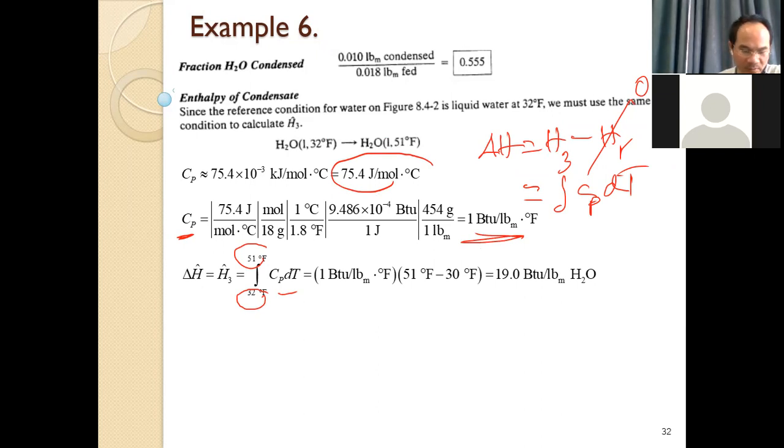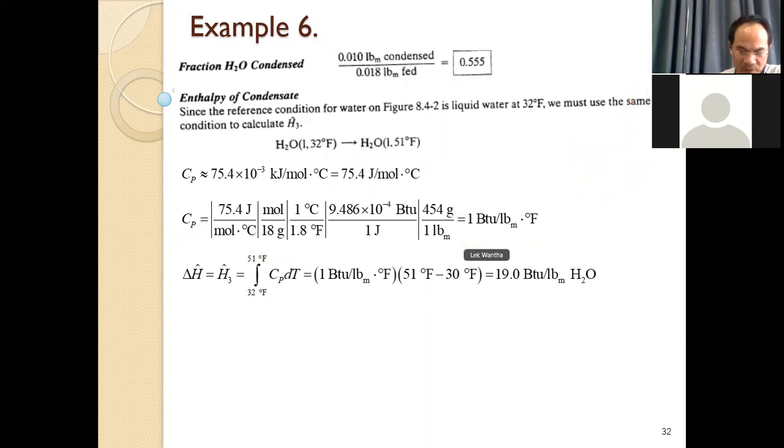This is the molecular weight of water. This is the temperature difference, because this is per delta T, not per temperature. This is the delta. And also this is the conversion of BTU per joule, and this is the conversion of gram and pound mass. You get 1 BTU per pound mass per delta Fahrenheit.